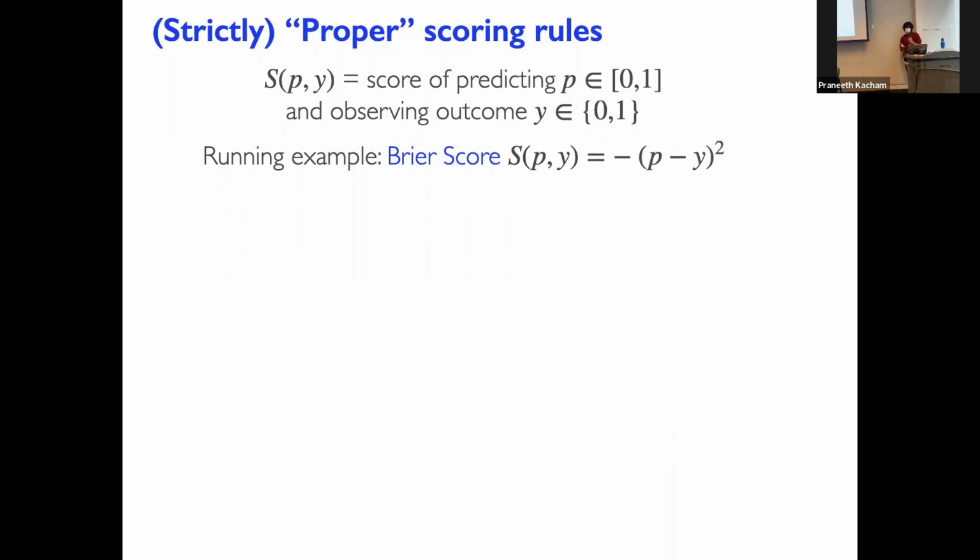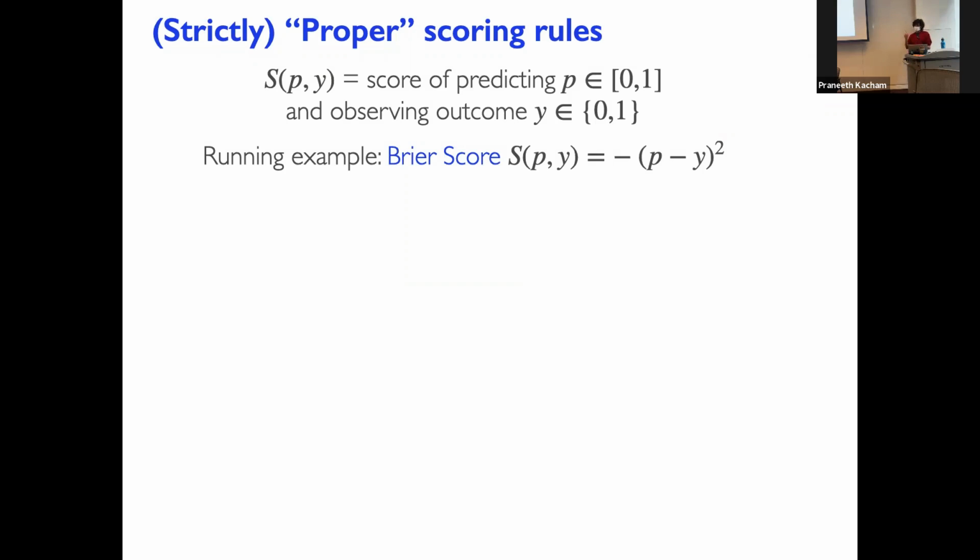So let me tell you what a scoring rule is if you haven't seen it before. It's a function of two things: the prediction and the outcome. And so it's just S(p, y). It's a bivariate function. One nice example would be the Brier score. We might just call it the squared loss or something like that. But it's -(p - y)^2.